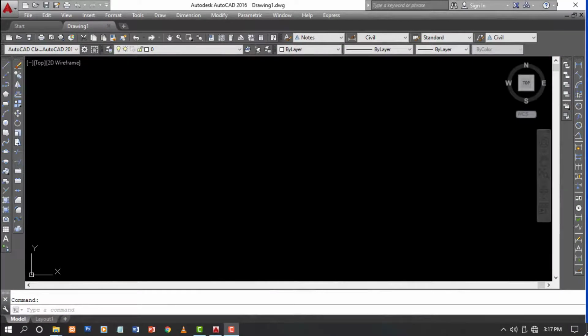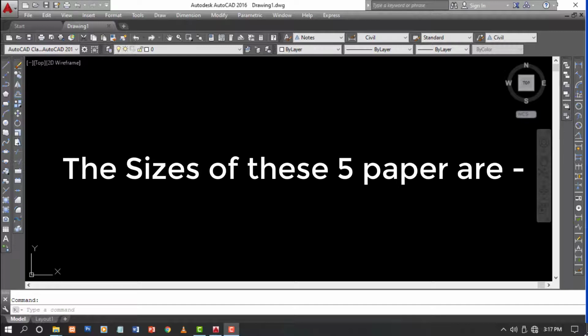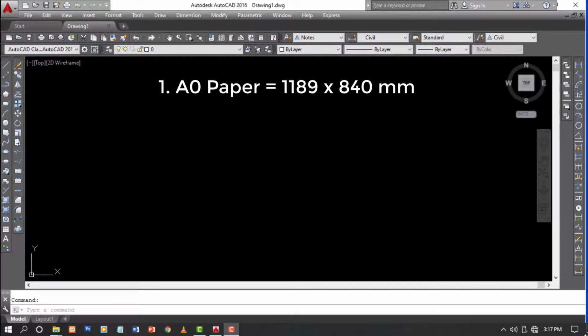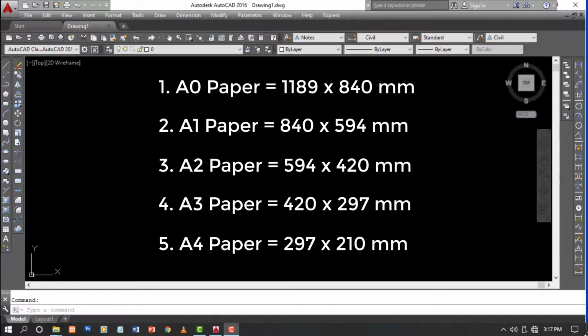In market, many paper sizes are available, but for engineering drawing we generally use 5 types of paper size from A0 to A4. The sizes of these papers are given below. For A0 paper, the size is 1189 by 840 mm. For A1 paper, it is 840 by 594 mm. For A2 paper, it is 594 by 420 mm. For A3 paper, the size is 420 by 297, and for A4, it is 297 by 210.